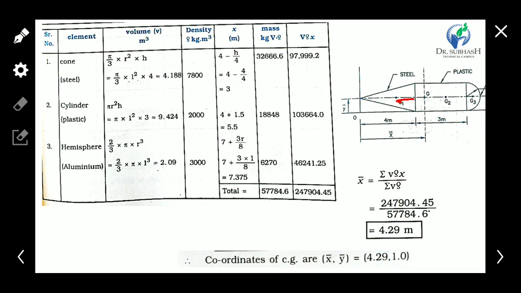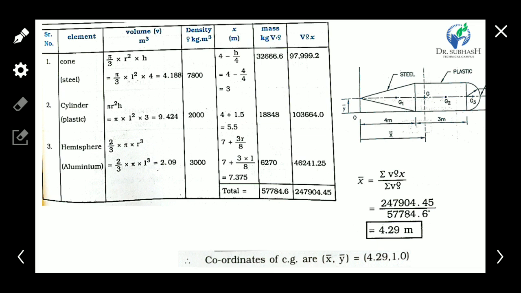And the total height of cone is 4 meter. So the distance of the reference axis to CG of cone is 4 minus h by 4. H is 4, and 4 minus 1 is 3. Now x for the rectangle: we know that it is 4 plus 1.5, half of 3, so 5.5.